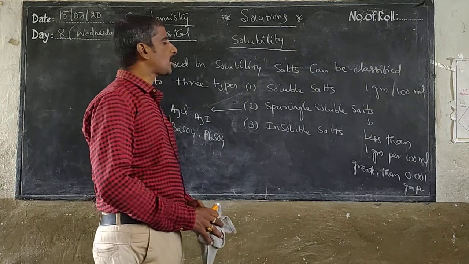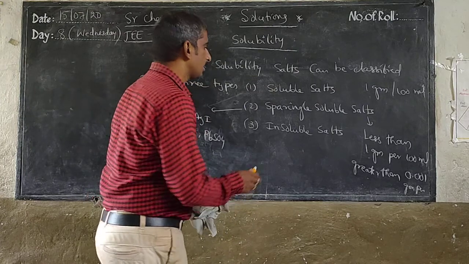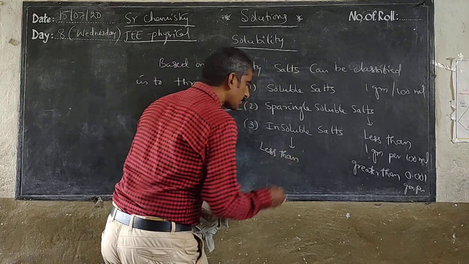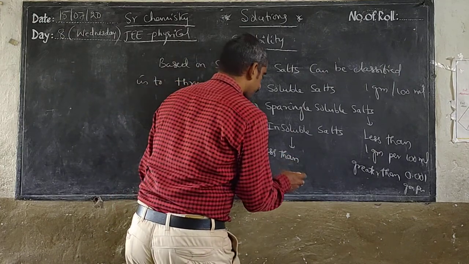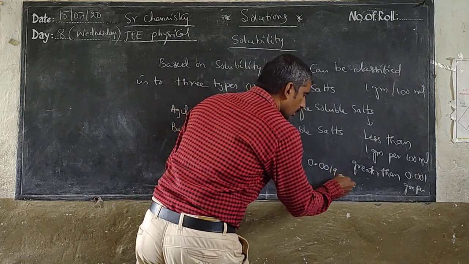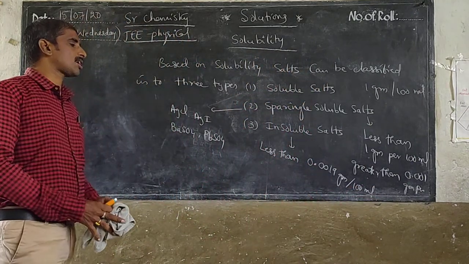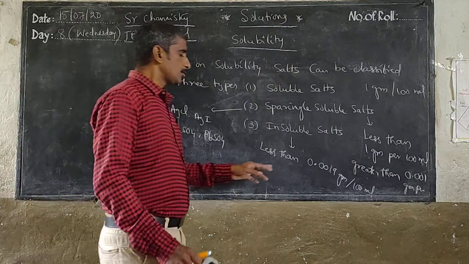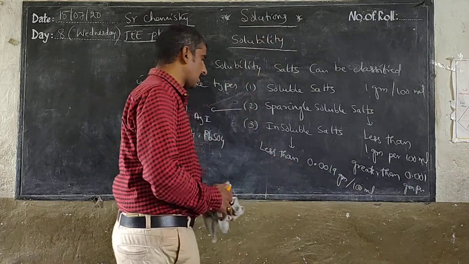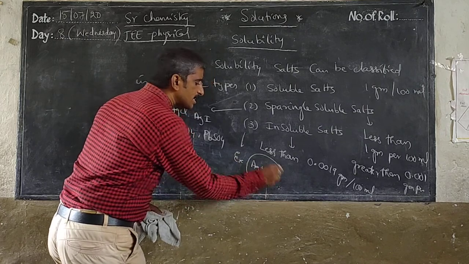The third one is insoluble salts. Insoluble salts have solubility less than 0.0019 gram per 100 ml. The best example of an insoluble salt, as given here, is silver nitrate.